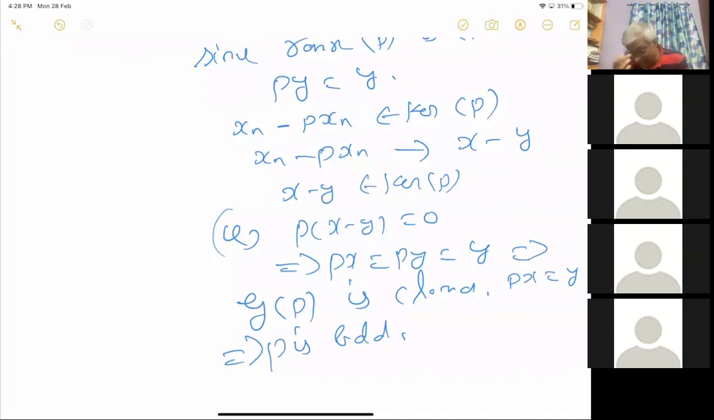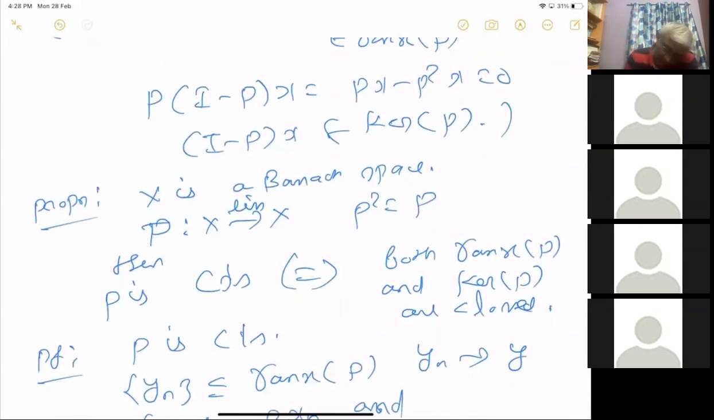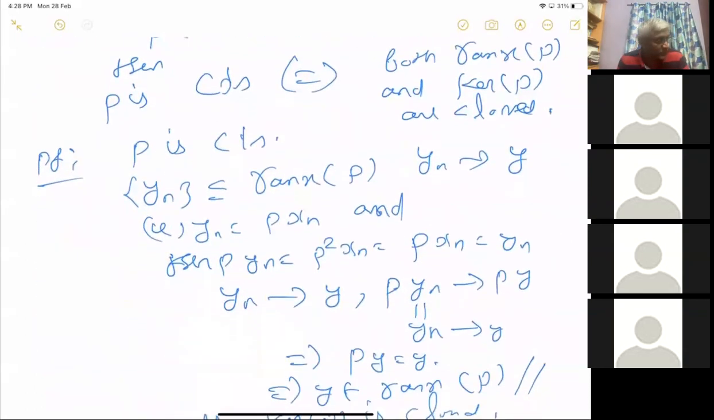Any doubt? Anyway, I think only by writing it out will you get convinced. I hope it's fine. So this is an application of the closed graph theorem. So what else?